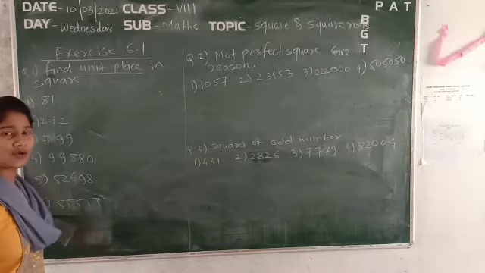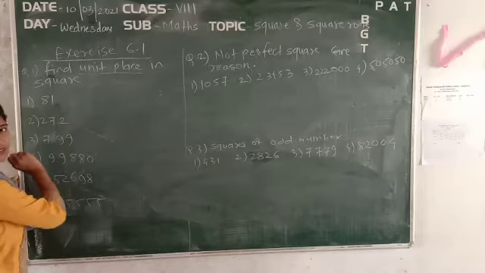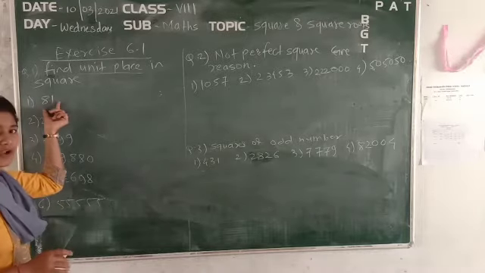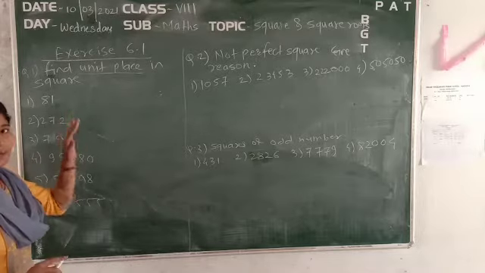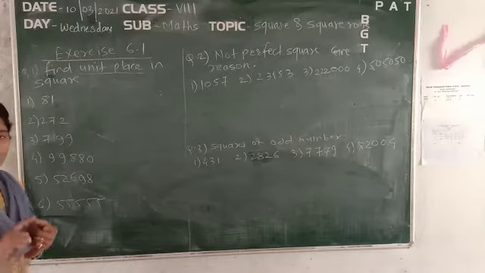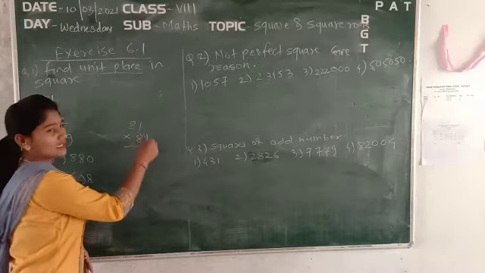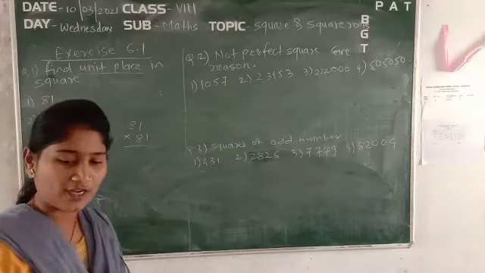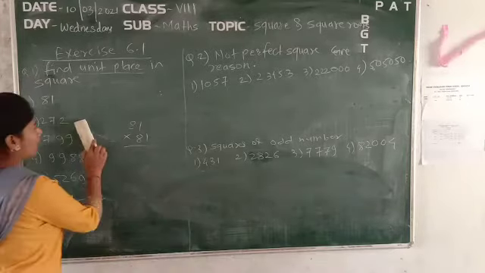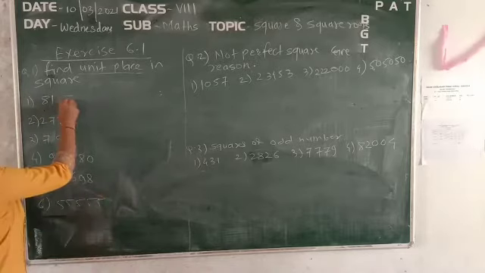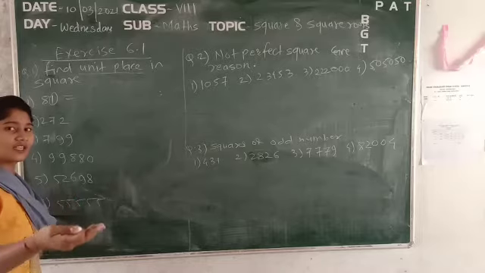Now what they are asking is that you have to find out the unit digit in the square of these numbers. It means first of all you have to find out the square of the number and then find out the unit digit. But it is a time consuming method. If we find out the square of 81 by doing 81 into 81, it is time consuming. So I have already given you the shortcut.